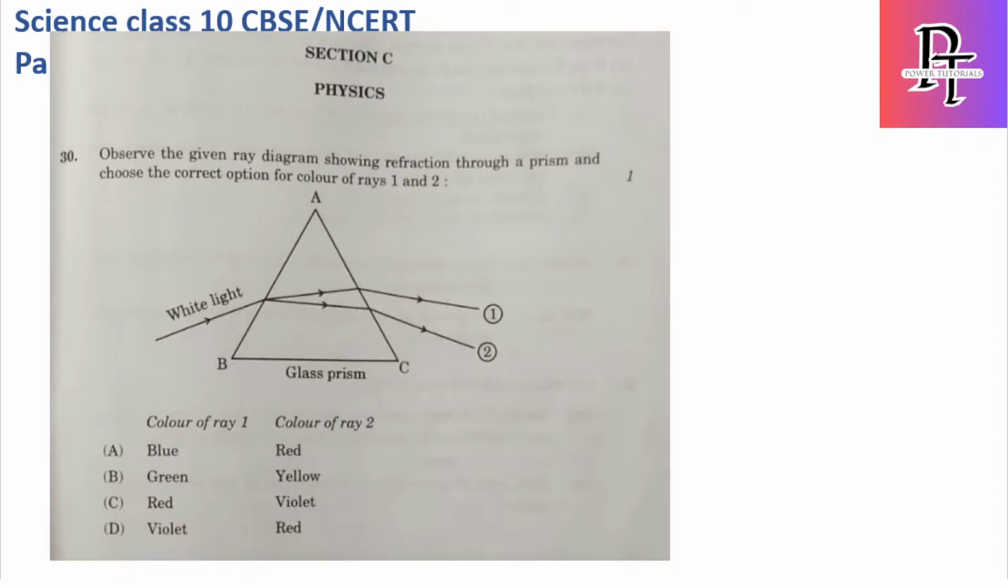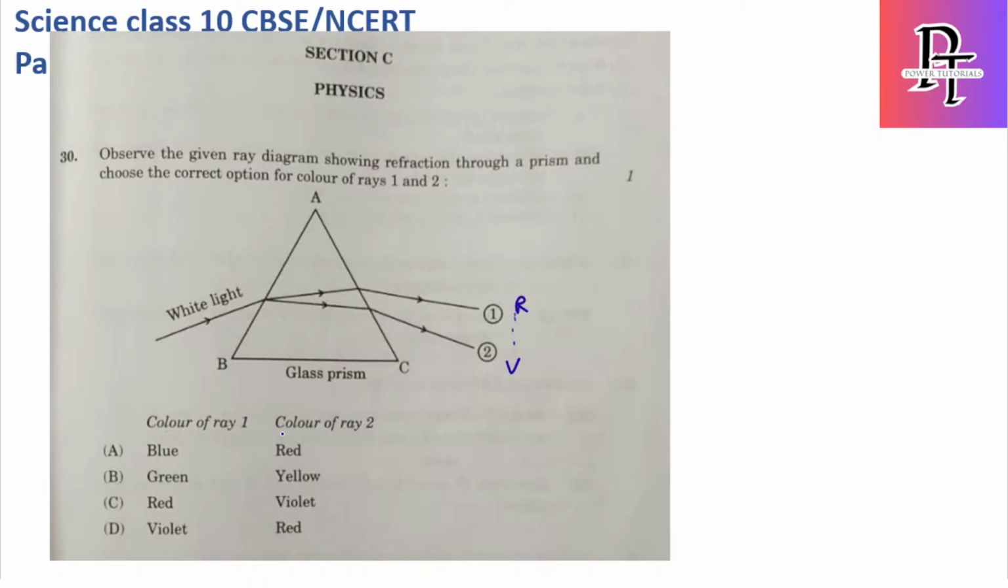Okay, let's go for physics questions. First one, observe the given ray diagram showing refraction through a prism and choose the correct option for the colors. So we have white light which is getting dispersed using a prism. Whichever is deviating less will have the higher wavelength, whereas the one deviating more will have less wavelength. If you remember the physics classes, they always say VIBGYOR is the sequence, which starts from violet at the bottom and red at the top.